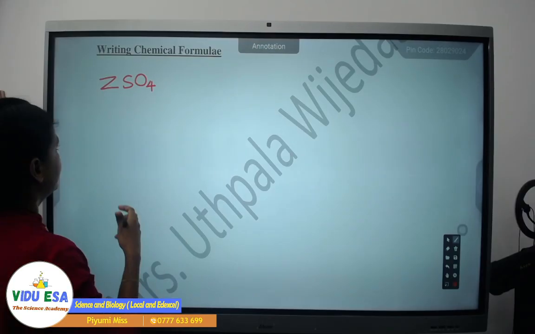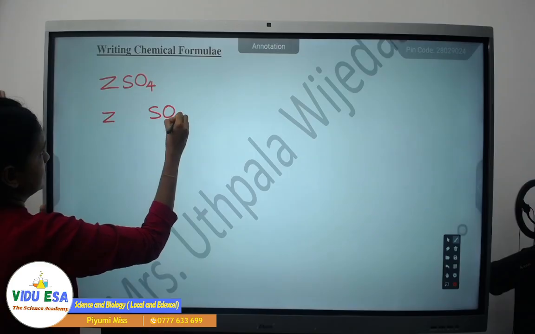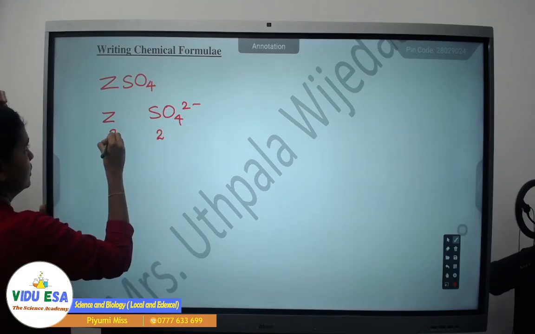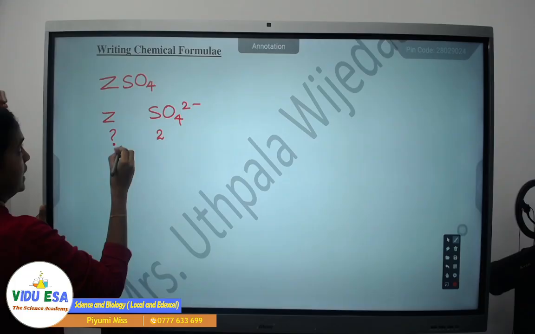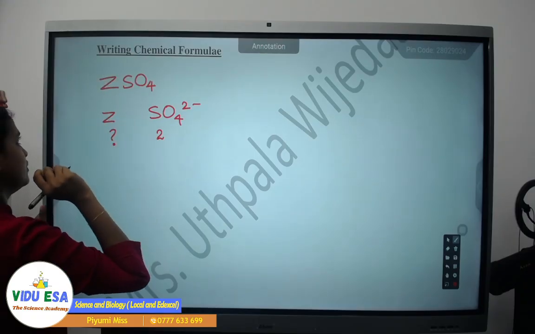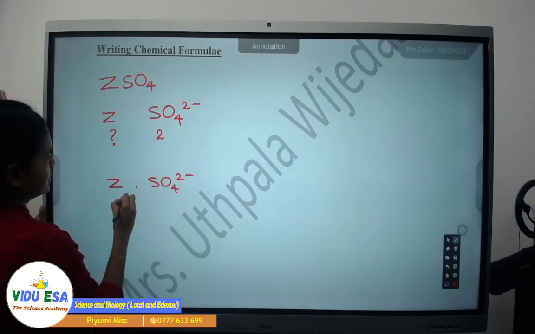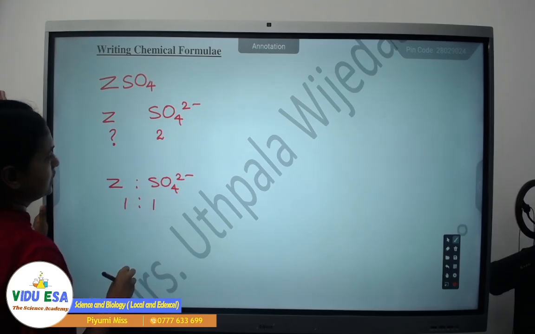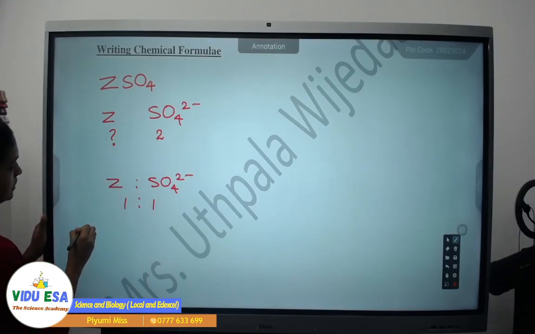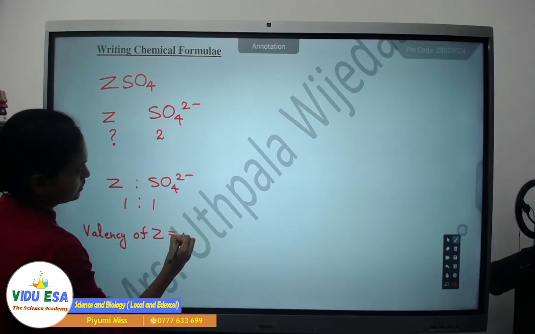Right. Okay. Thank you, Pahani. So it says ZSO4, Z and sulfate, SO4 2 minus. Therefore, we know the valency here is 2. We don't know the valency of Z. But since the formula of the sulfate is given as ZSO4, the simplest ratio between these two is 1:1. That is why none of them has a number. So if this is 2, Z should also be 2. Right? Therefore, you can write the valency of Z equals 2.